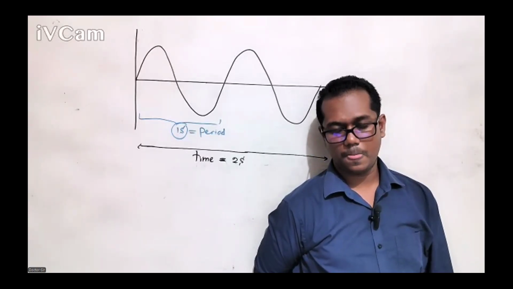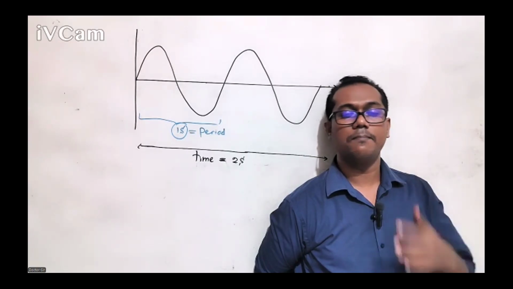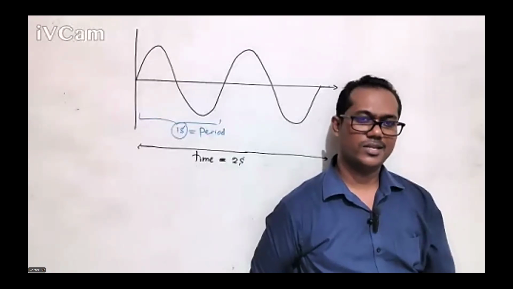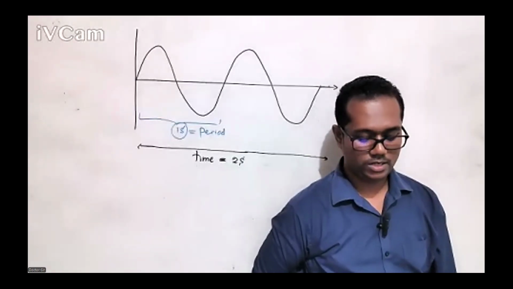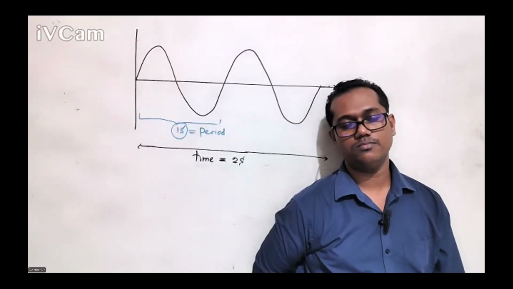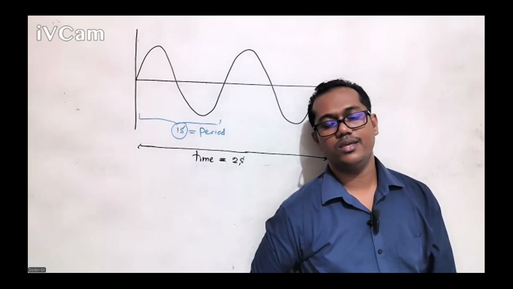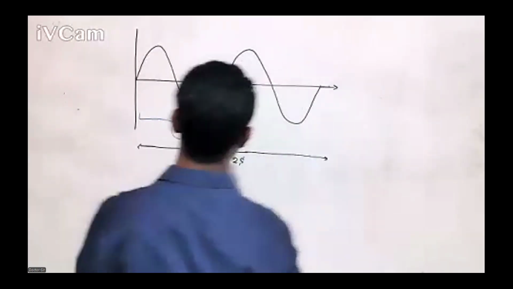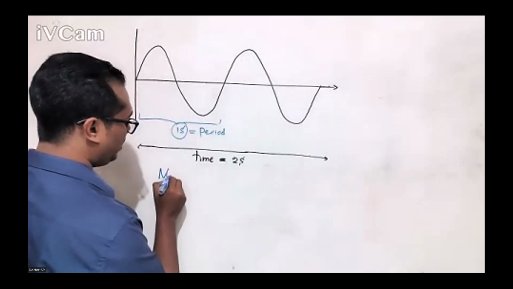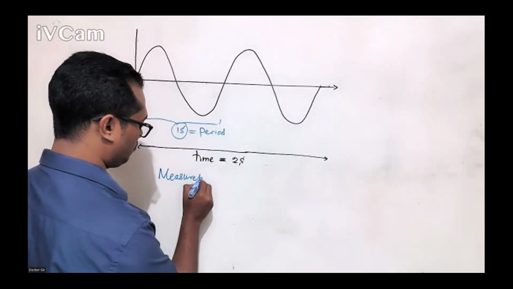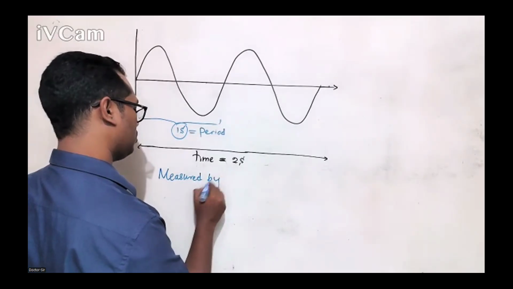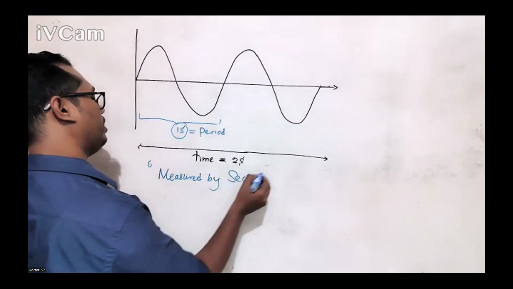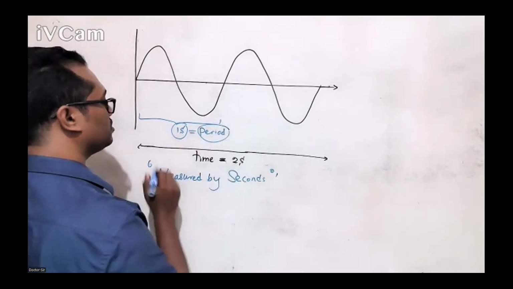Time taken for one complete wave cycle. Okay, that is the small definition, right? Then the second point, write down the second point. It is measured by seconds. So the international unit of the period is seconds.